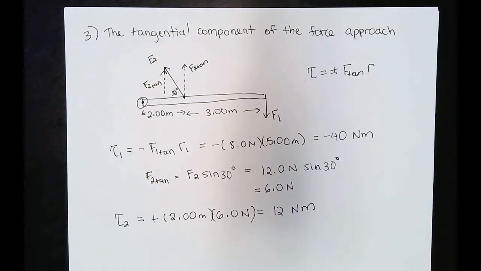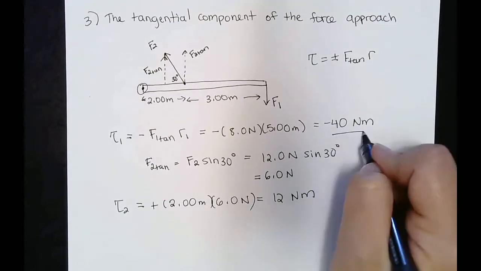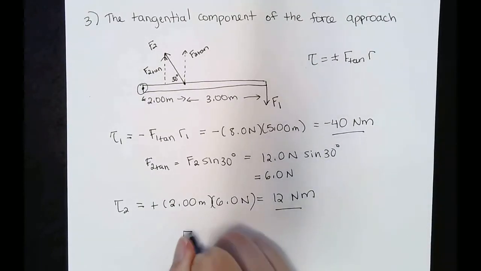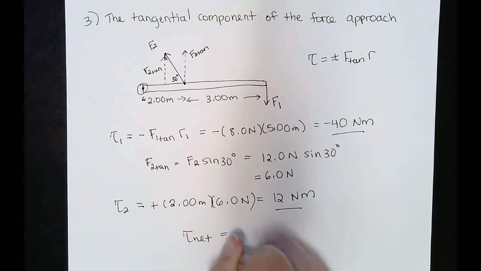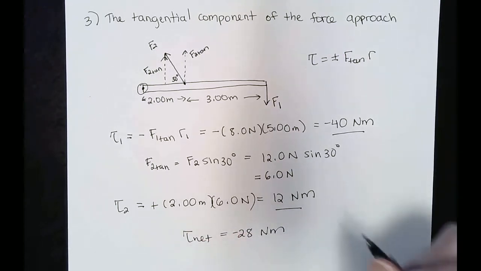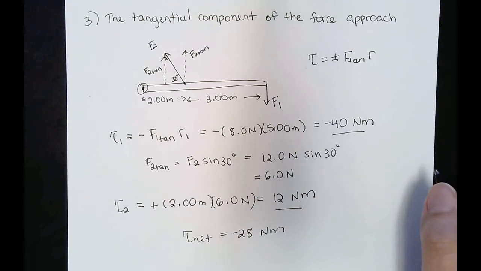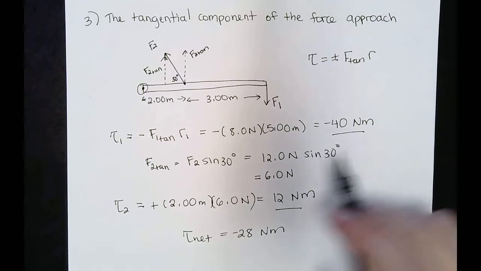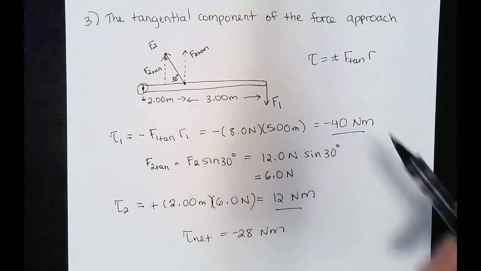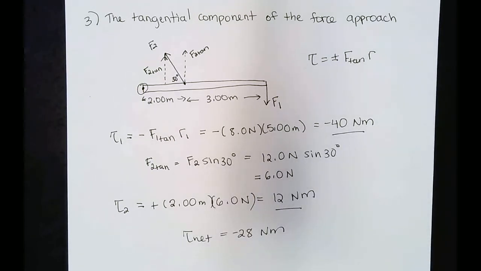So again, finding the net torque looks the same. We're adding up negative 40 plus 12 newton meters, so we have the net torque is negative 28 newton meters. And so all three methods do the same here, so you can use whichever one makes the most sense to you because they are all essentially the same formula and lead to the same results.